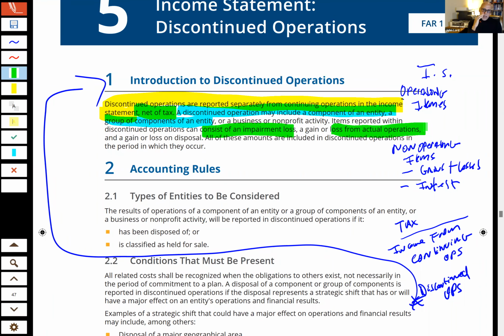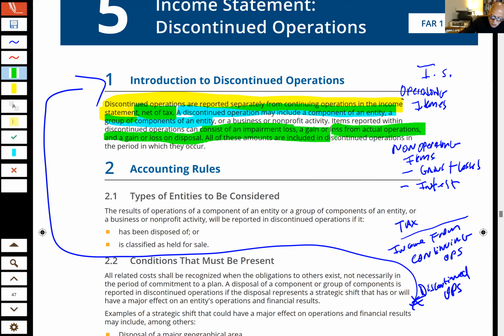So in most cases, you have a segment of your business that is losing money, is taking a loss period after period, and you want to get rid of this thing, right? Okay, so it's rarely and almost never on the CPA exam that you get rid of a segment that's showing a gain. It's usually a segment that is generating a loss, so a loss from the actual operations, and then a gain or loss on disposal. And that could be a true gain or loss. If you sell the segment for more than its book value, it's going to be a loss. If you sell it for less than its book value, it's going to be a gain.